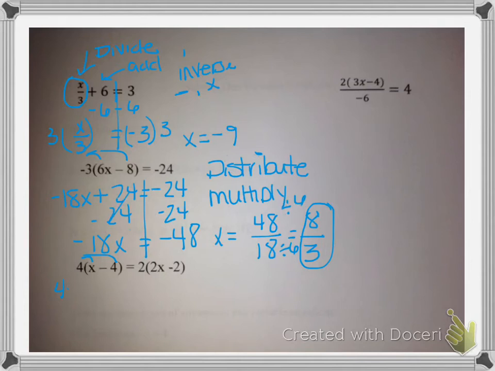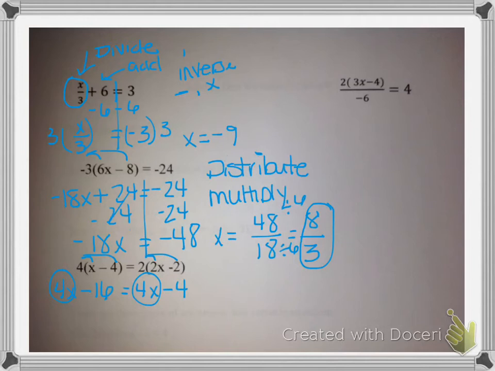Here we're going to do the same thing. We're going to distribute. 4 times x is 4x. 4 times negative 4 is negative 16. 2 times 2x is 4x, and 2 times negative 2 is negative 4. So right here, we have a situation. Notice that your variables are the same, 4x and 4x on opposite sides of the equal sign. That means when I move one of those over, it's going to cancel and go away.